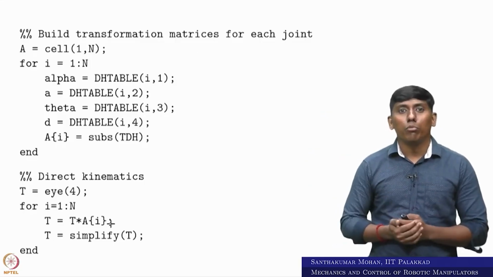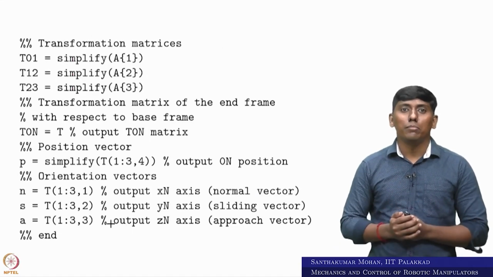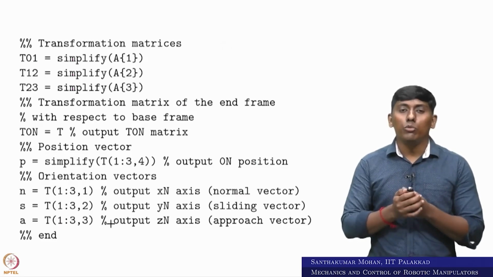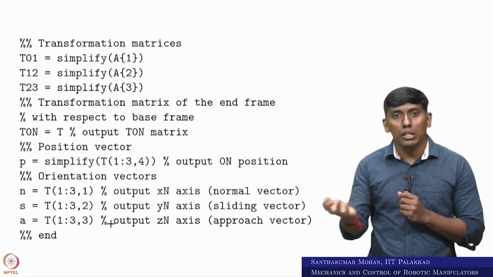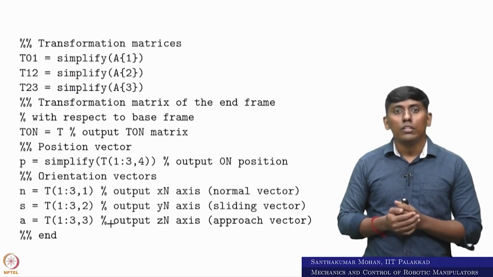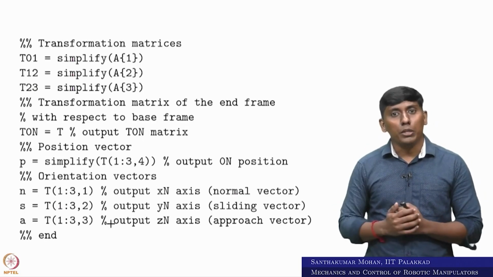Once this is done, you can first identify the individual transformation matrices T01, then T12, T23. After that you try to find out what is T03. So T03 here I have written as T01. Then you can see the position vector and the orientation vectors all coming into the picture.